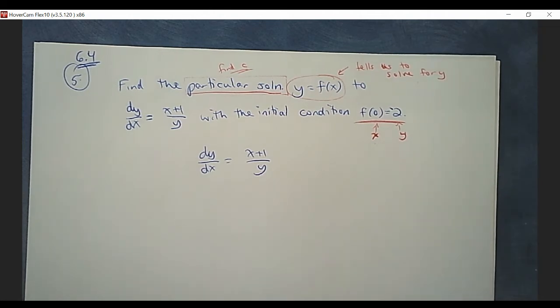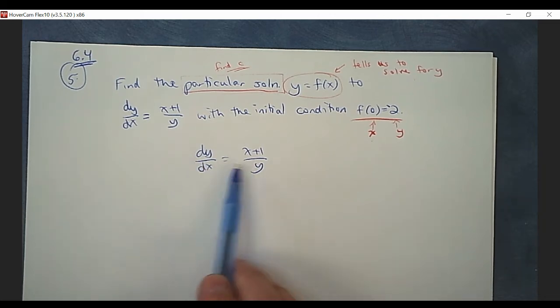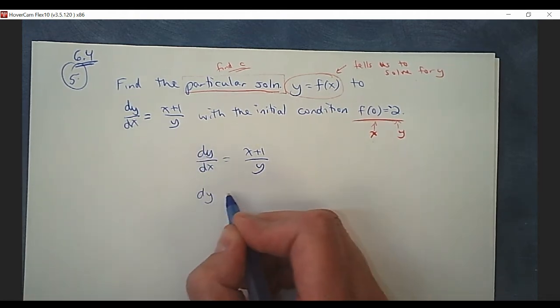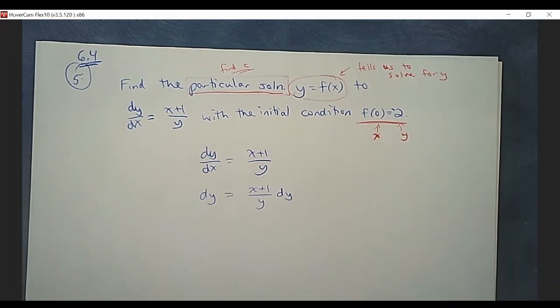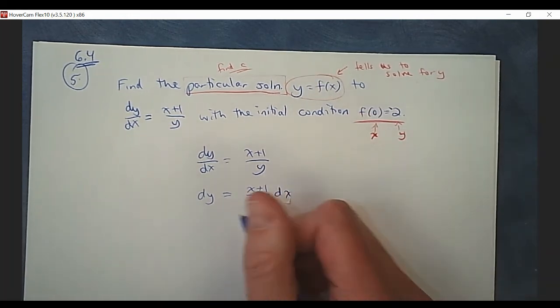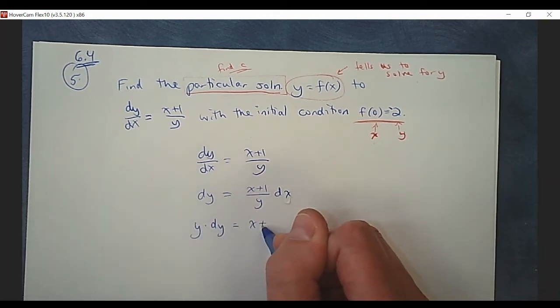And we're going to start with separation of variables. I'm using separation of variables because we have X and Y in the differential equation. So what we do first is we move the dx to the other side. And then we're going to move y to the left-hand side. So I'm going to be multiplying both sides by y. And so I'm going to have y dy equals (x plus 1) dx.